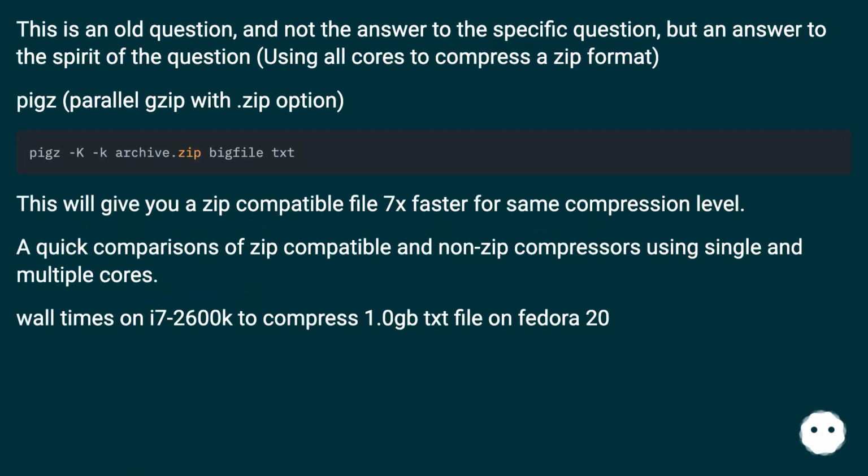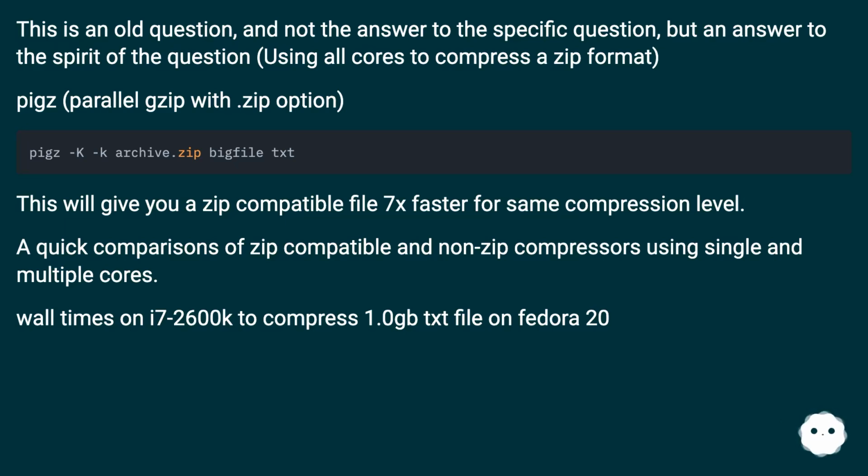This is an old question, and not the answer to the specific question, but an answer to the spirit of the question: using all cores to compress to a zip format. Pigz, parallel gzip, with the .zip option. This will give you a zip-compatible file 7x faster for the same compression level.